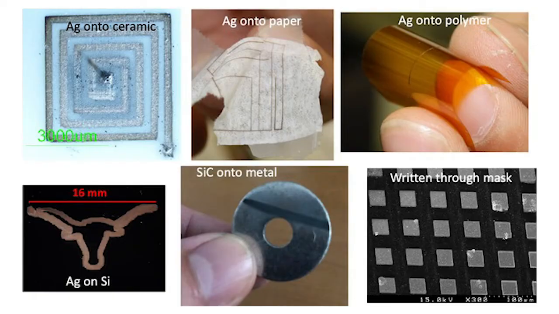And these are some examples of the types of films that we routinely make in our lab. You can see we can deposit on a range of different materials. So the substrates can be made out of plastic, they can be made out of metal or ceramic.